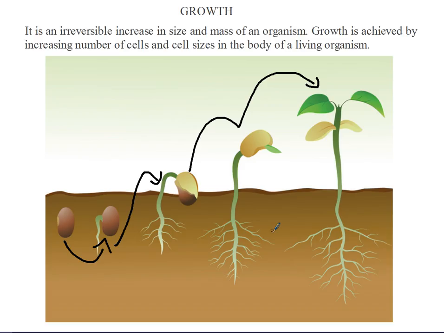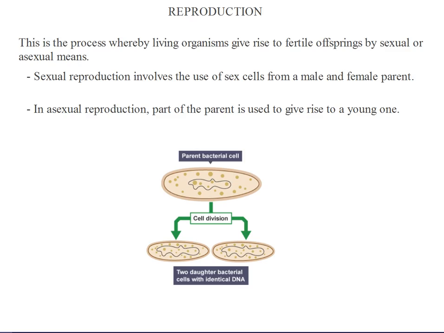As we grow, our cells need to multiply. Our cells need to multiply to replace dead cells. Our cells need to multiply so that they can be enough for our new size that we are getting. So that is what growth is, an irreversible increase in size and mass of an organism. This plant can never return to being a seed, although the plant can produce a seed of its own, but it can never return to being a seed.